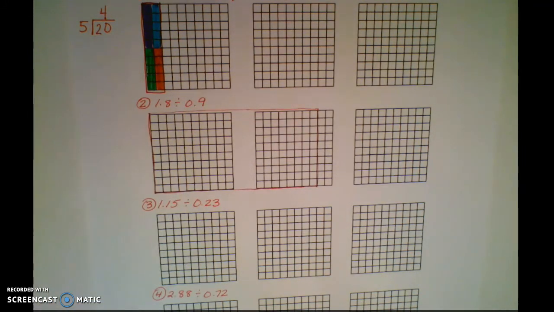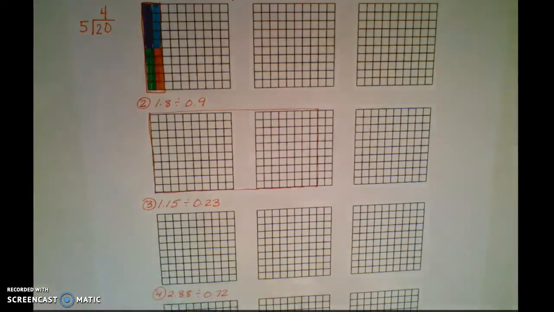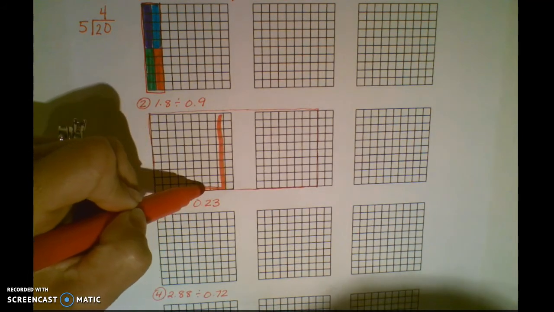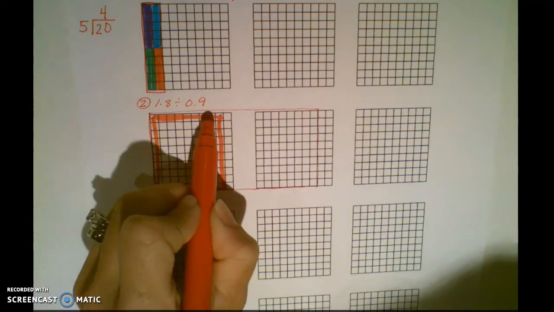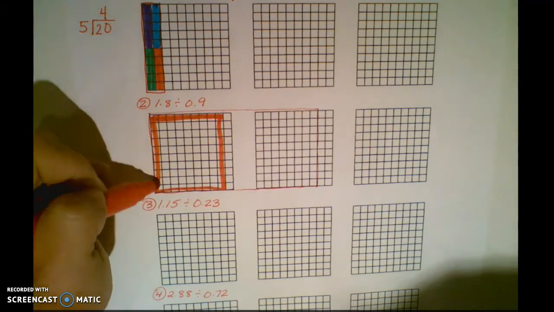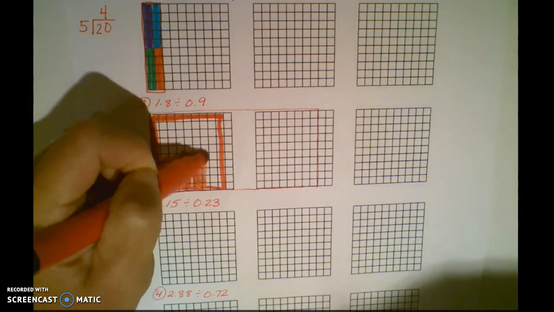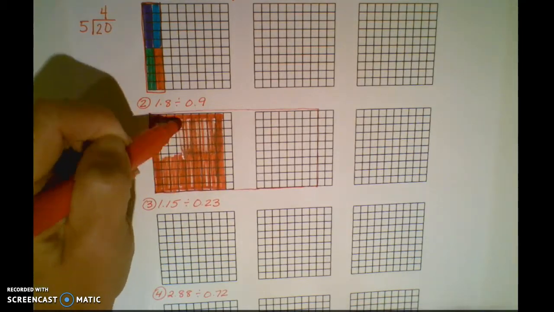And if you'll remember, 9/10 is going to be 9 full columns. So let's go ahead and shade in 9 full columns on our grid here. So take your time. Pause the video if I'm coloring faster than you color, but go ahead and shade in 9/10.